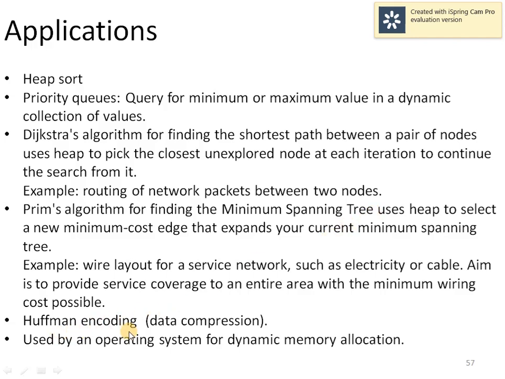Then there is another algorithm used for data compression known as Huffman coding. Here the task is to pick two elements having minimum frequency value in each iteration. So again we have to pick the minimum element. We can use the concept of priority queues.